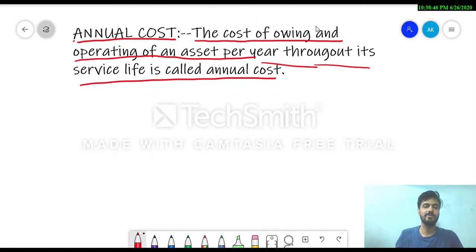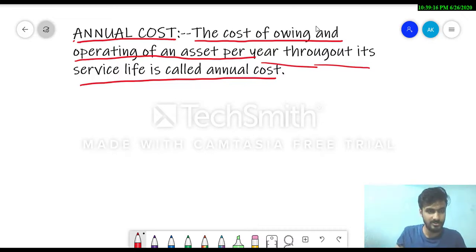Already I have discussed in the NPV method that we can use the NPV method only when the asset service life is the same. Means if asset A has a 10 years service life and asset B has a 10 years service life, then we can use the NPV method for the profitability calculation. But the annualized cost method provides us the flexibility that we can use it where the service life of both the assets is different.